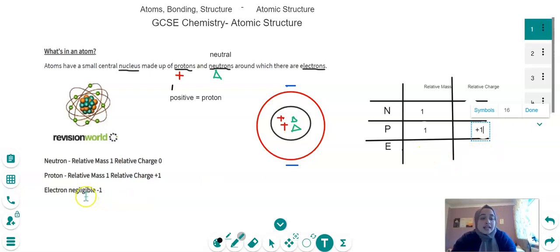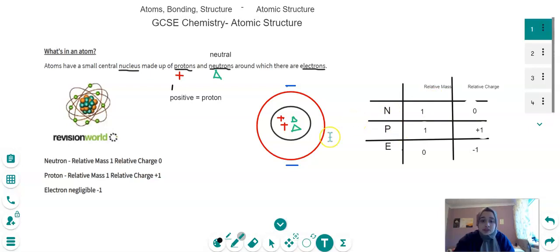The electron, on the other hand, has a relative mass of 0, and it has a relative charge of -1. So let's look at this table for a minute. We've got the neutron and the proton, which make up the nucleus.